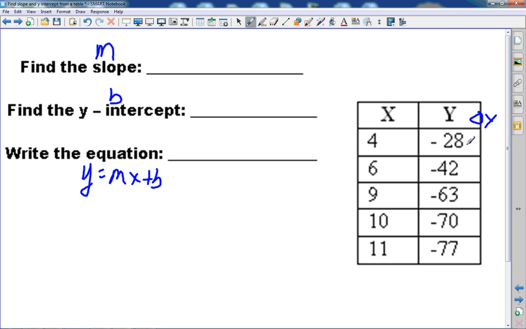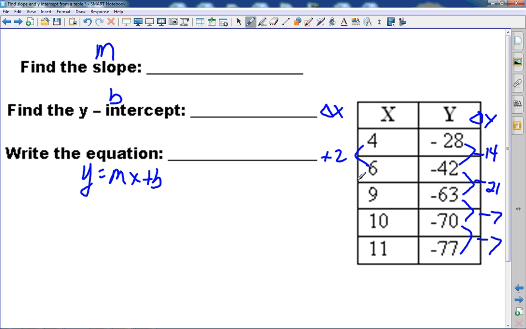Delta y, the change in y right here. Remember, you're going to take the bottom number minus the top number. So you would go in your calculator and you'd put -42 minus -28. You would come up with -14. You do the same thing here, where you take the bottom number, -63, minus the top number, -42. You get -21. Again here, -70 minus -63, that'd be -7. Same thing here. Then you have delta x, the change in x.